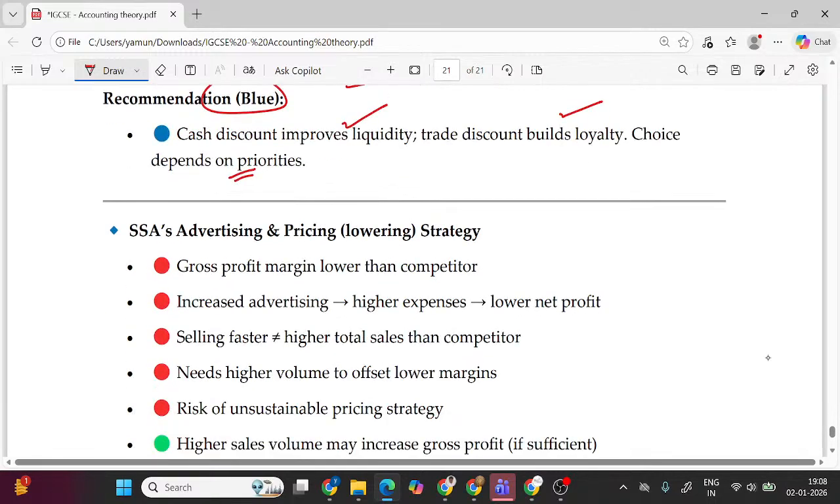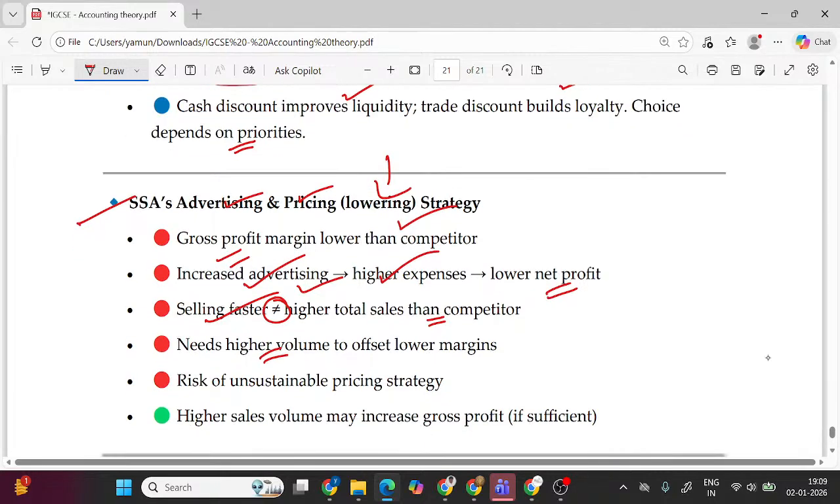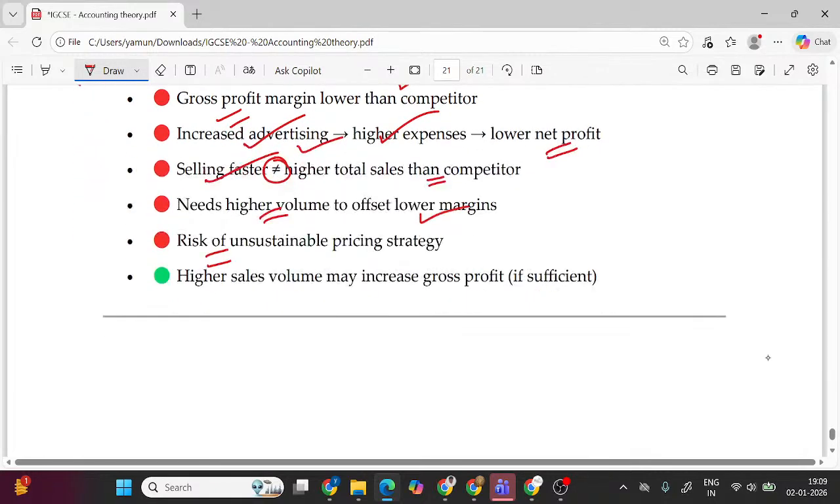There is one last case: SSA's advertising and pricing strategy. You want to lower the price. The impact here is that gross profit margin is lower than the competitor's, which is a negative angle. Increased advertising means expenses are higher, so that lowers your profit. Selling faster is not equal to higher total sales than the competitor. It needs higher volume to offset the lower margins, and there is a risk of an unsustainable pricing strategy. But still, if you want to reduce the price, higher sales volume may increase gross profit if sufficient.